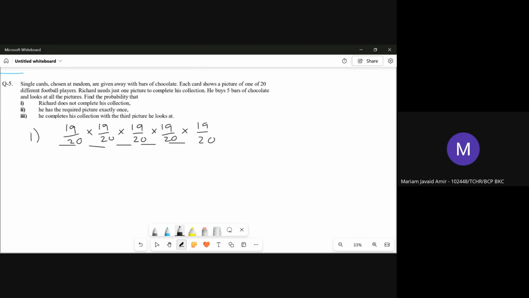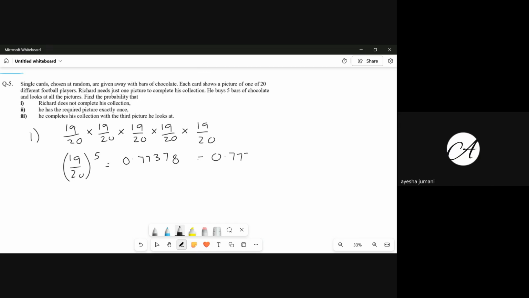Every time he is getting one of those 19 cards that he already has. So he's not getting to complete his collection. So in your calculator, you enter 19 by 20 power 5, which gives 0.77378, and rounded to 0.774. मैम, प्लीज, समझ नहीं आ रहा.